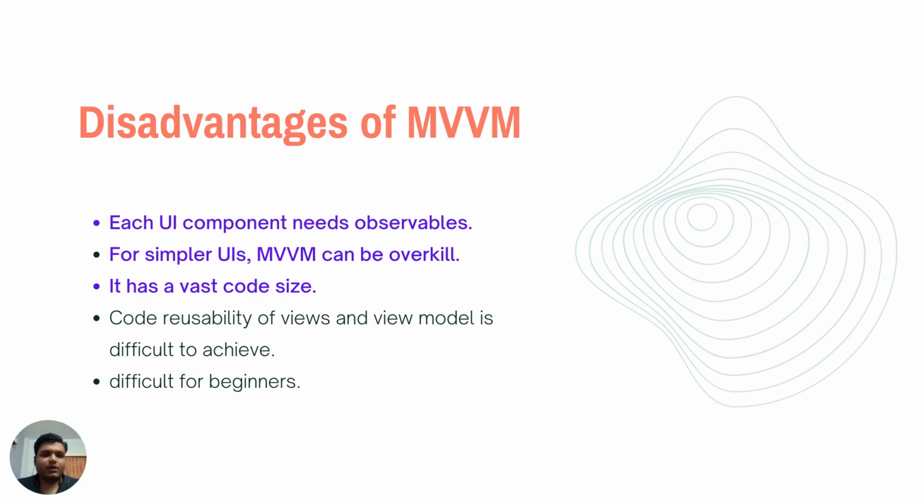But in MVVM pattern, as I already said, there are observables present in the view model layer, and the view needs to keep track of these observables. So each UI component needs an observable in the view model. And due to this, the code complexity and the code size becomes huge. And that's why MVVM is not recommended for smaller size applications. And also, MVVM pattern is kind of difficult for beginners to start learning.